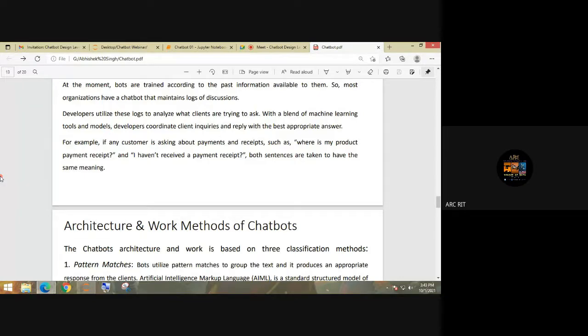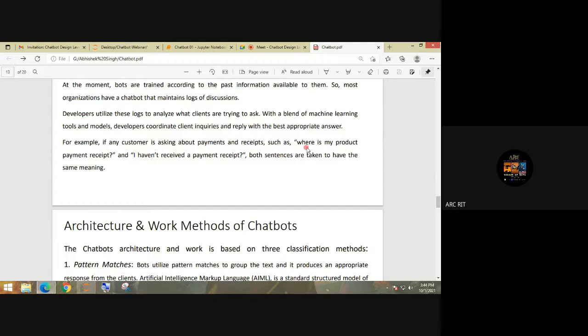Like here, in these two sentences, the common thing is payment receipt. So now I will feed my chatbot that, okay, if someone is asking about payment receipt, then they are inquiring about payment receipt, and my chatbot will learn that way. And another purpose is to remove any punctuation marks and special symbols.